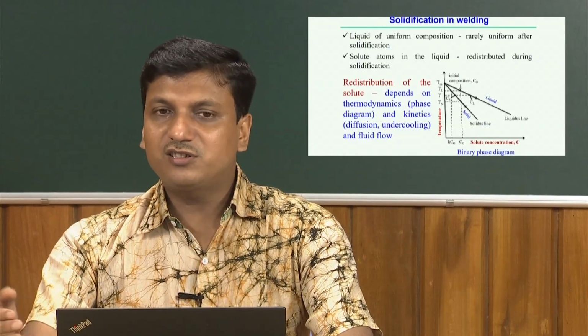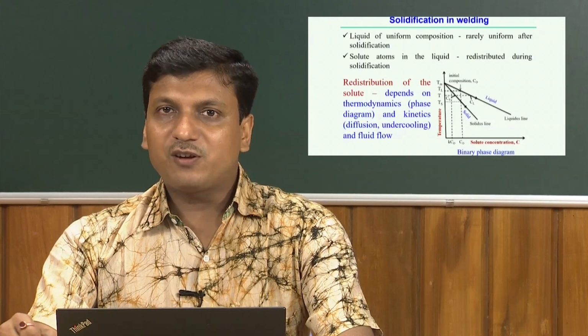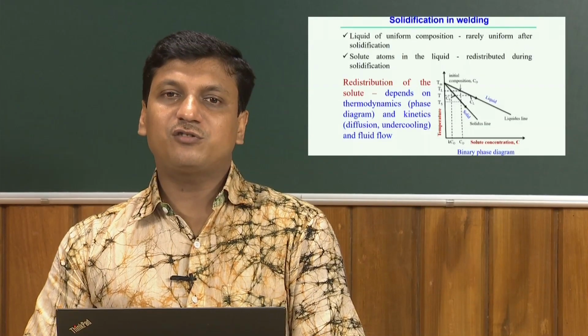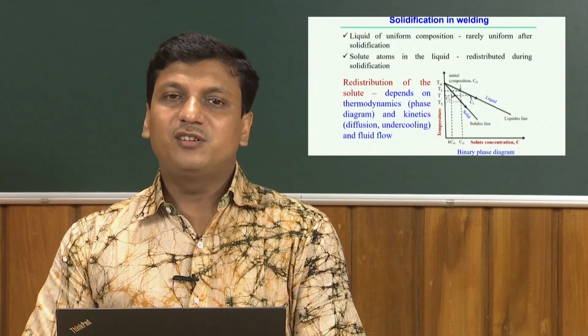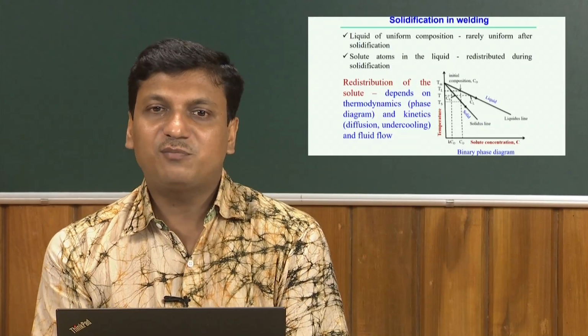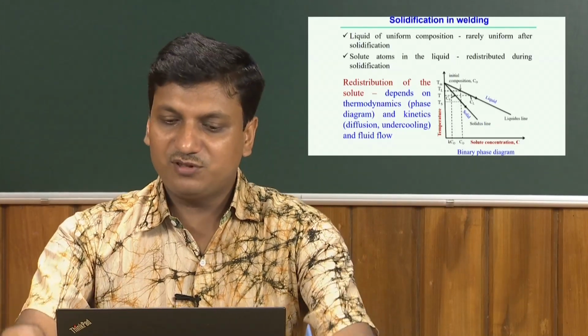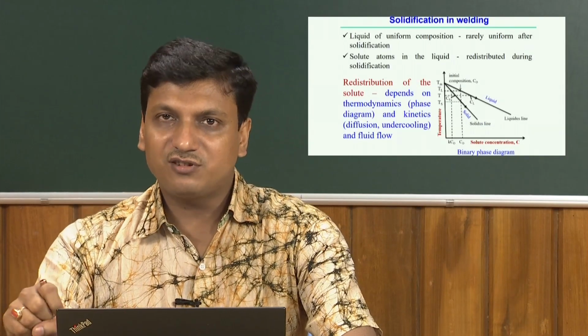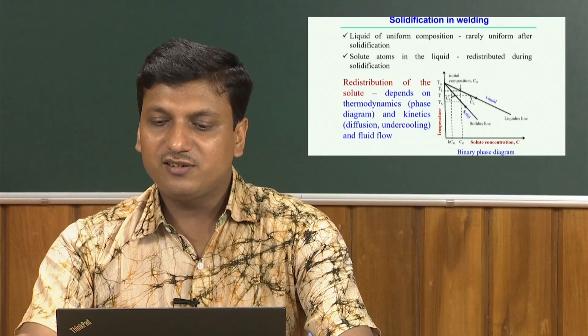Of course, undercooling, the kinetics, and fluid flow are all influencing factors for the redistribution of the solute atoms in the case of a binary alloy system. Now, if we look at one typical binary phase diagram, there is a liquidus line, and we represent the liquidus and solidus lines as straight lines.